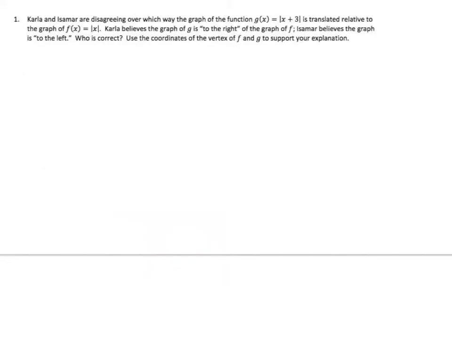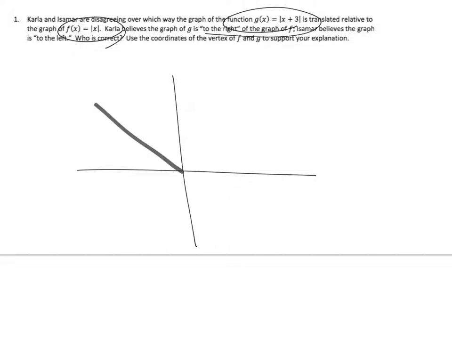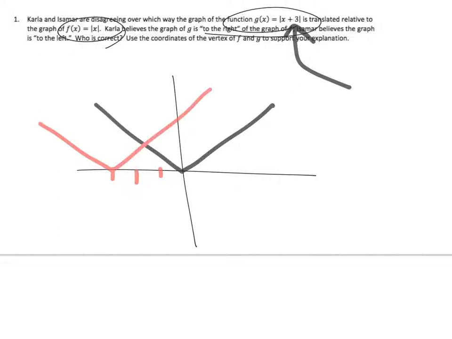Okay, we're getting into the exercises now. Carla and Isamar are disagreeing over which way the graph of the function absolute value x plus 3 is translated relative to the graph of f of x. Carla believes that the graph of g is to the right of the graph of f. Isamar believes the graph is to the left. Who is correct? Well, if this is my function, and I'm comparing it to the parent is at the origin, and we just talked about the x plus 3 goes to the left, which is counterintuitive, but still correct. Okay?